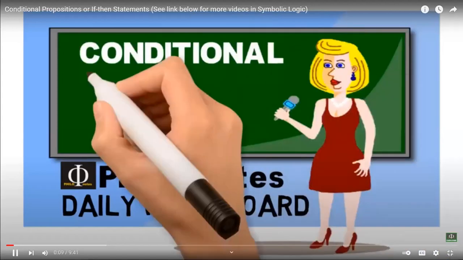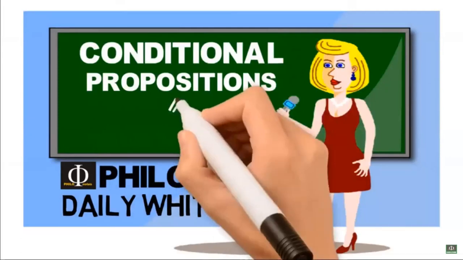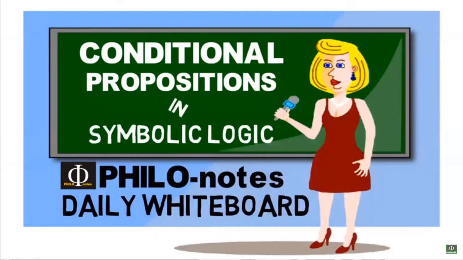Today, I will talk about conditional propositions as one of the types of compound statements used in symbolic logic. And in the same manner as I discussed the other types of compound statements in our previous editions, I will also focus on the nature and characteristics of and the rules in conditional propositions. And I will also provide an example on how to determine the truth value of a conditional proposition.